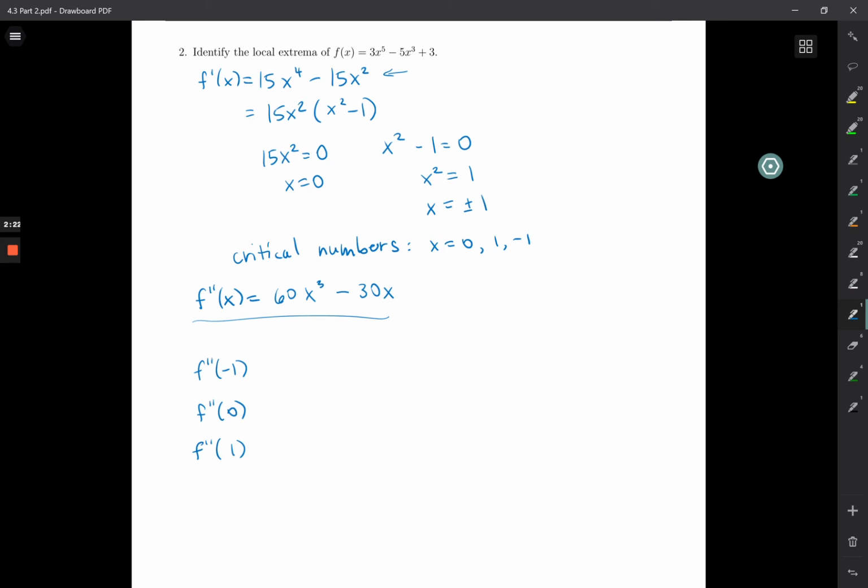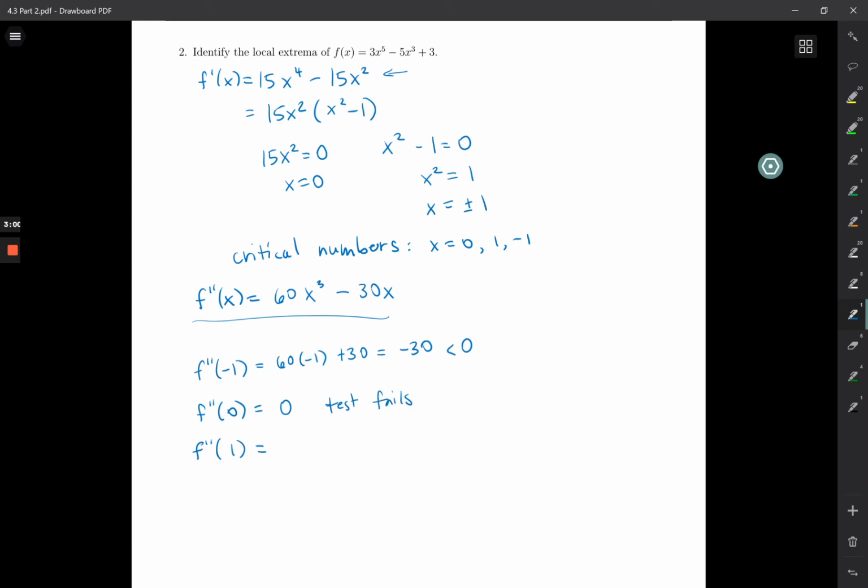Okay, so this is just a matter of plugging in. We would get 60 times negative 1 plus 30, which gives us negative 30, which is, of course, less than 0. Let's go ahead and finish off the others. We'll get 0 for both terms when we plug in 0. So that one's just equal to 0, which actually means the test fails. So maybe I'll write that down. For 0, the test fails.